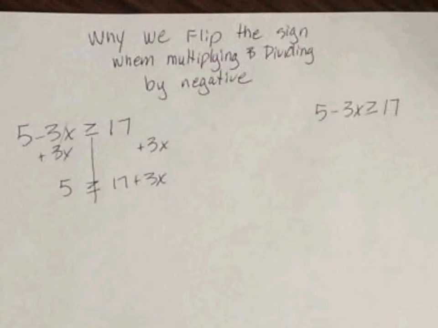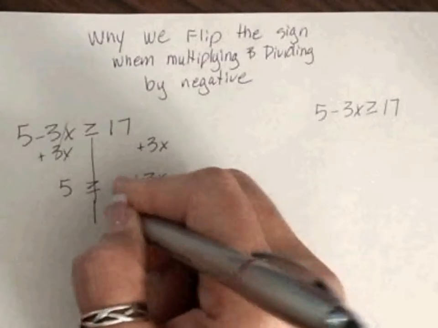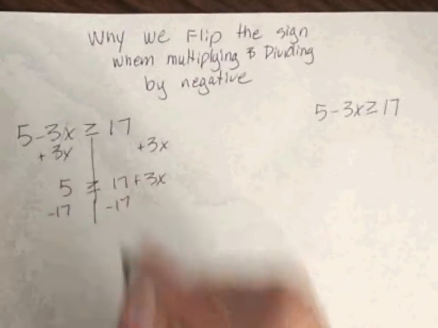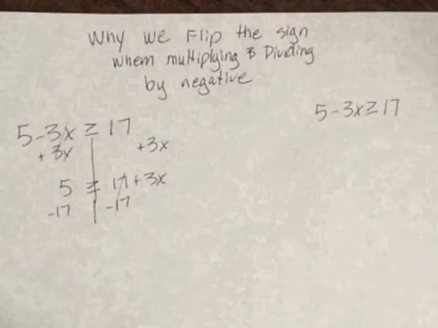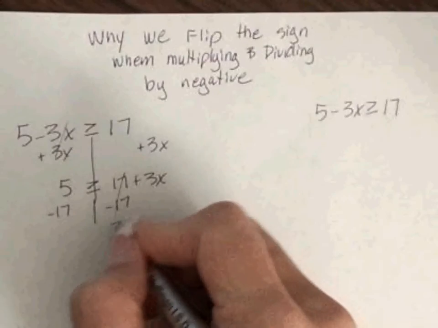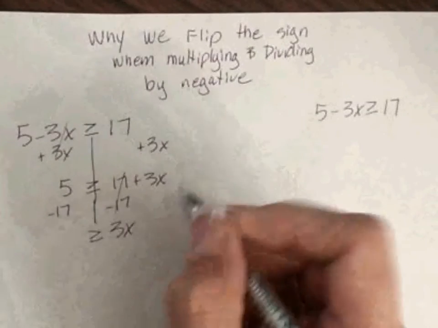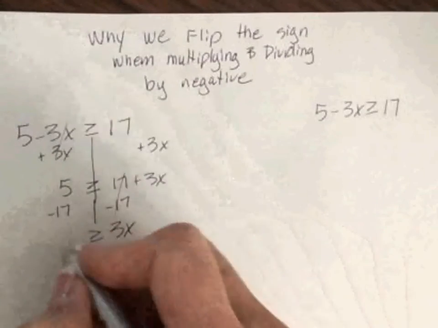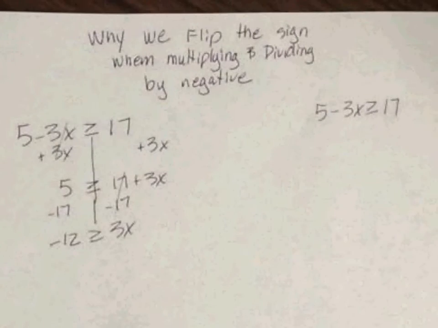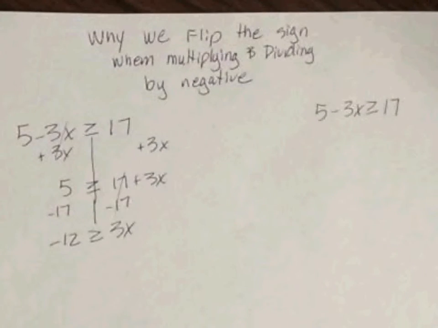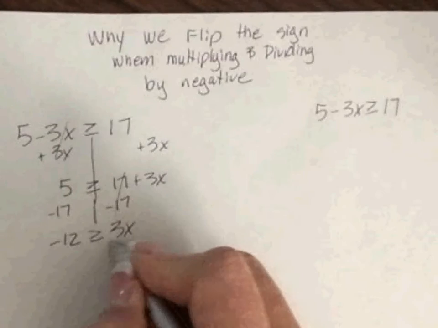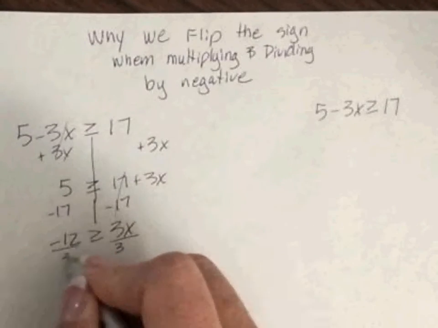Now I want my constants on one side, so I'm going to subtract 17 from both sides. 17 minus 17 is 0, so all I have left on this side is 3x. 5 minus 17 is negative 12. So now they multiplied, so I'm going to divide both sides by 3.